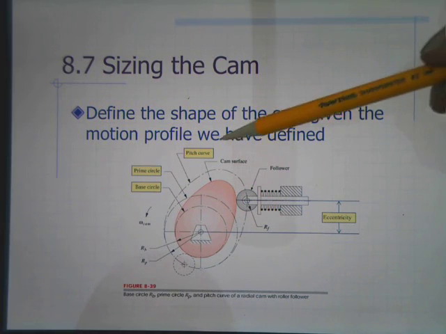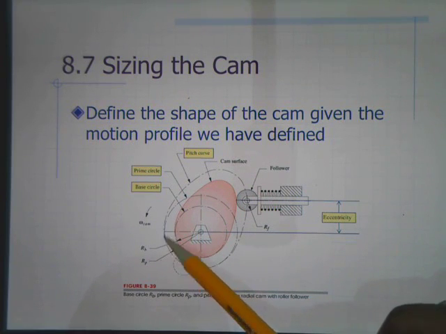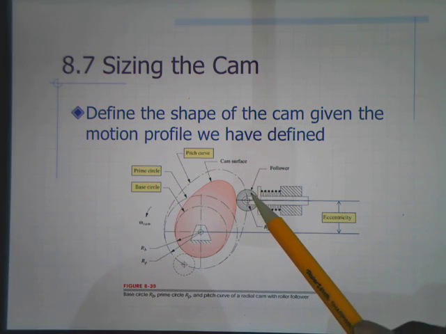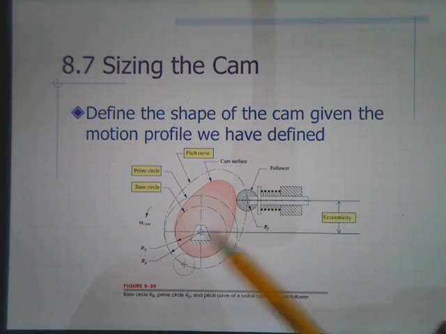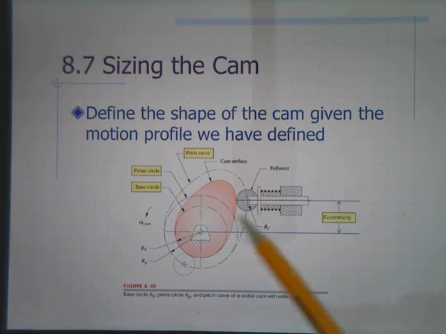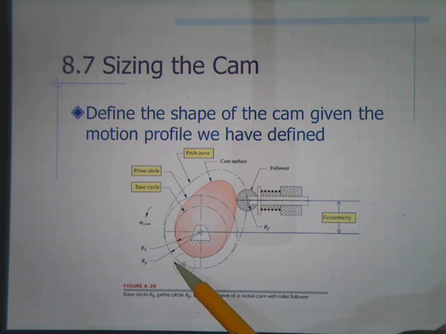There's also a pitch curve. The pitch curve is the radius that goes about the cam. If you were to take the follower and move that follower around the cam, you can see kind of a dotted line, an impression of it. As it goes around the cam surface, everywhere that center point goes is called the pitch curve.